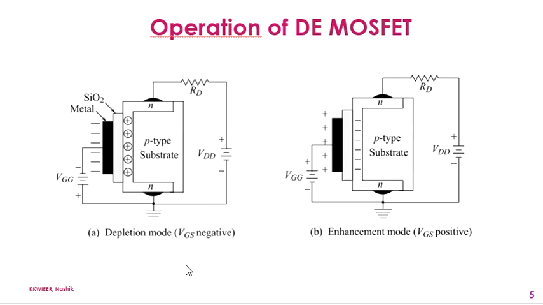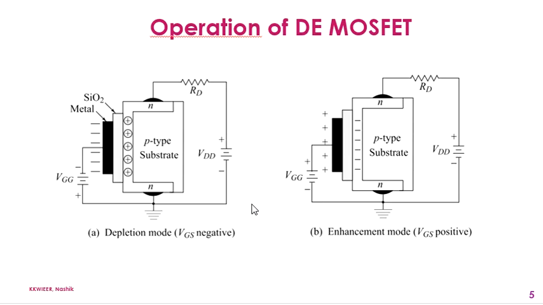So again, this D MOSFET can be operated in either of the two modes. The first is the depletion mode, where the gate source voltage VGS, here it is written VGG, is negative, then it will work in a depletion mode. If this VGS is positive, it will operate in enhancement mode. So let's see what is the depletion mode.